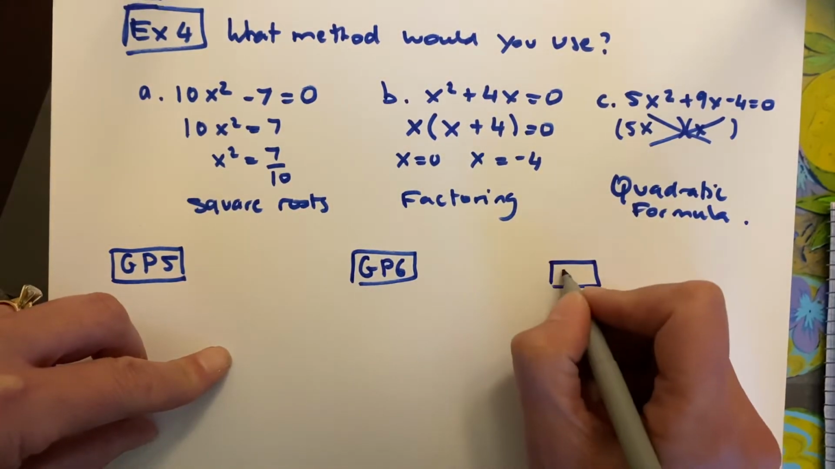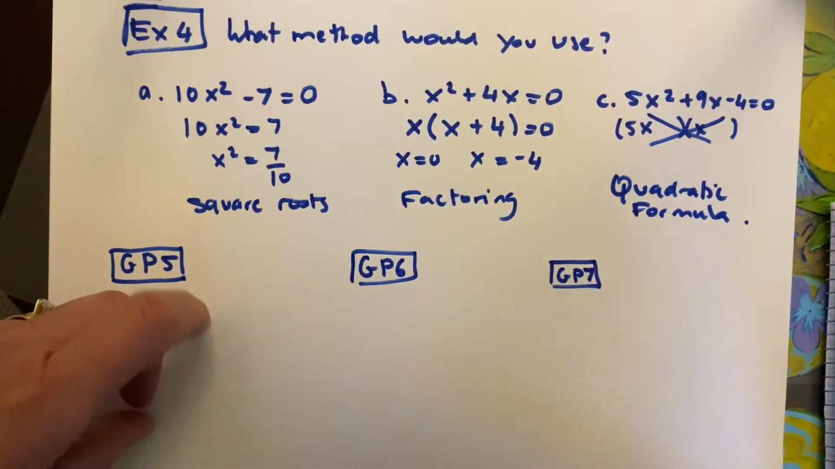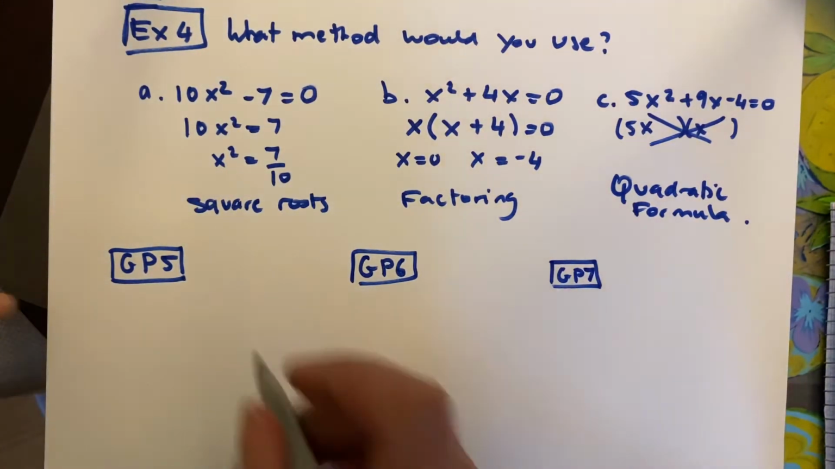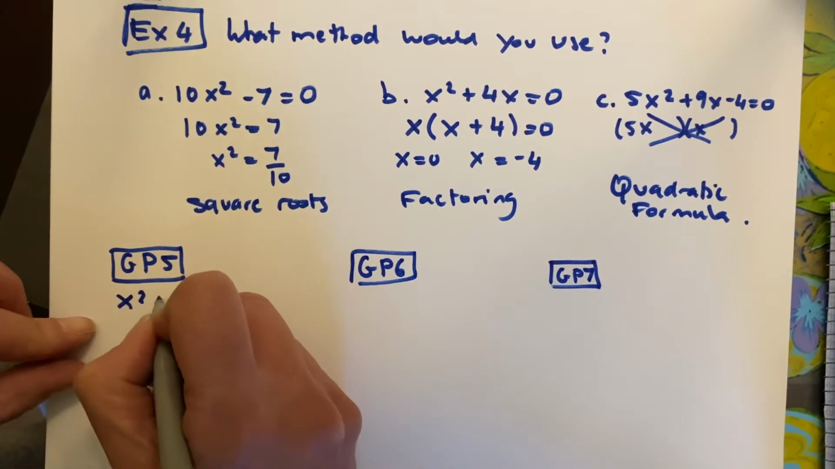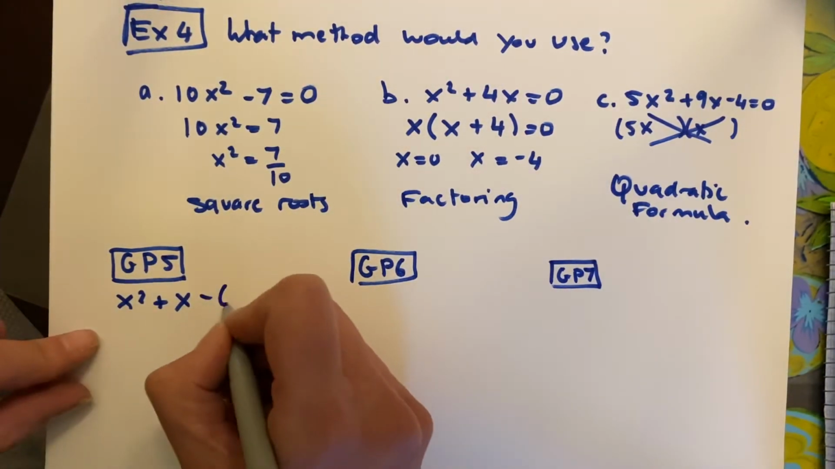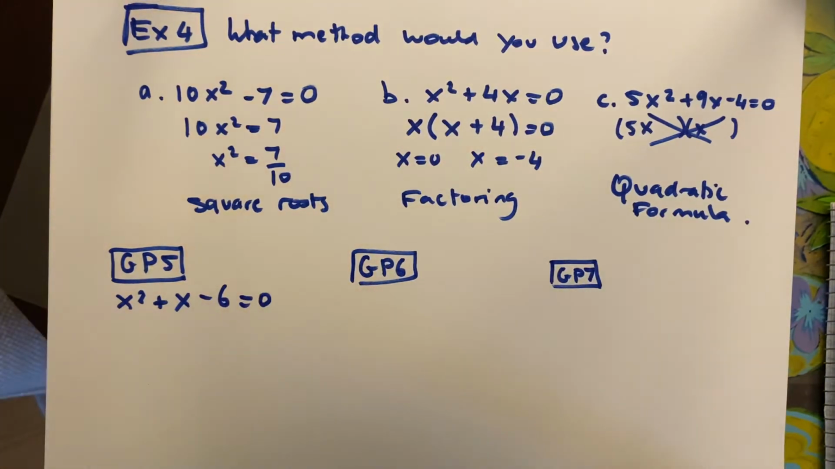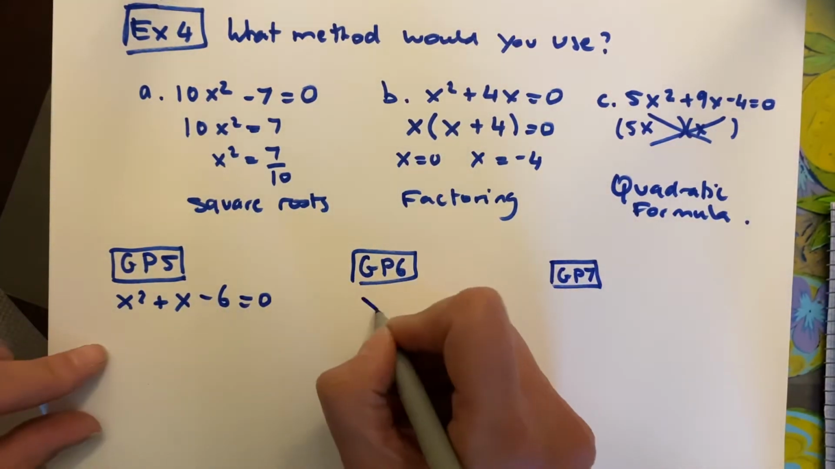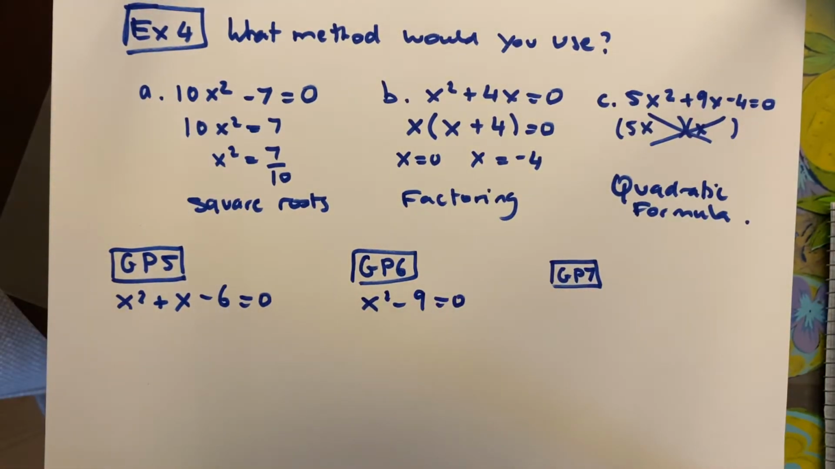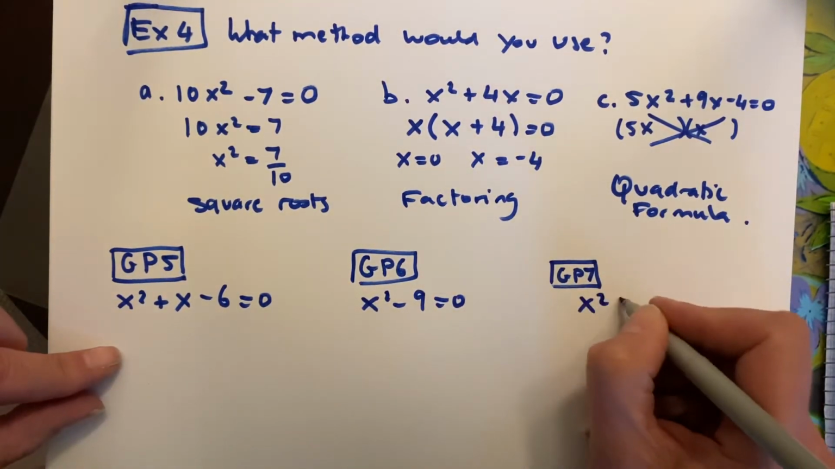Okay, well then now let's look at guided practice 5, 6, and 7. I'm assuming that you've now done these. X squared plus x minus 6 equals 0. X squared minus 9 equals 0. X squared plus 6x equals 5.